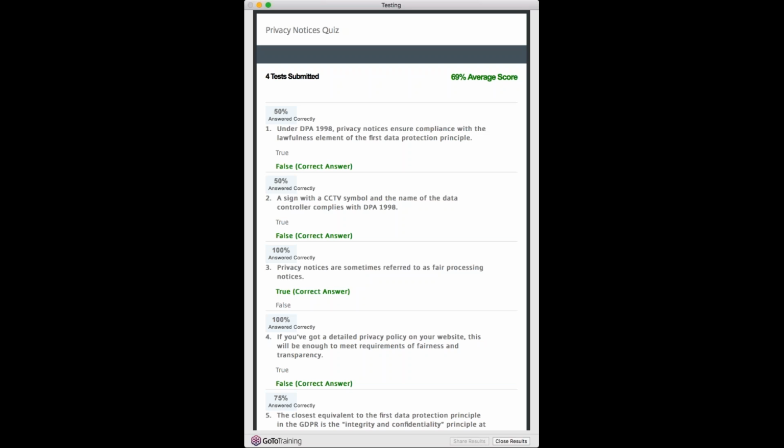The second question: a sign with a CCTV symbol and the name of the data controller complies with the DPA. False. No, you need to have more detail than that, and certainly under GDPR you need a lot more detail.